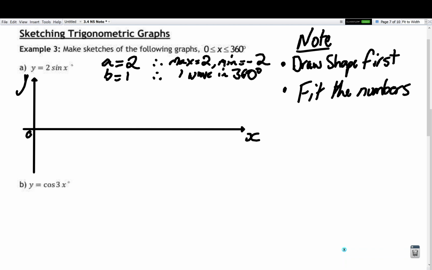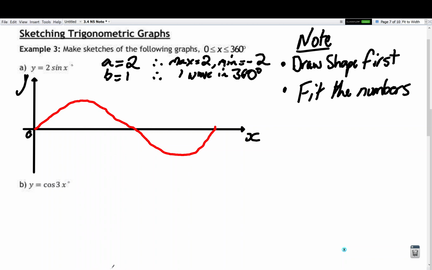So I've got 1 full wave in 360, it's a sine wave, so that means it starts at 0, goes up to its maximum, comes back down to the x-axis, goes down to its minimum, and then is going to finish in 360 on the x-axis. So I'm going to draw the shape first, and then I'm going to fit on the numbers. So it's starting at 0, it's going up to its maximum, it's coming back through the x-axis, going down to its minimum, and then finishing there.